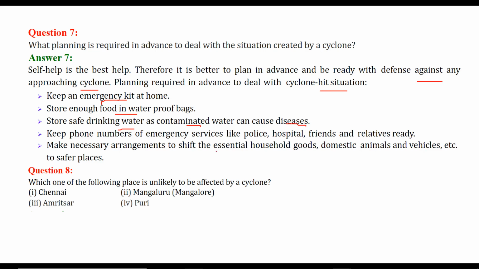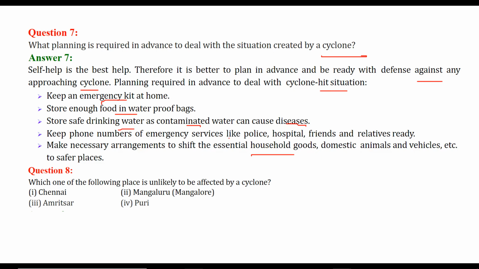Just try to keep the numbers at your disposal, and the phone and mobile batteries charged. Also, because it may prolong, you may face a situation where you are logged into this situation for 2 or 3 days or more than that. So you need to make necessary arrangement to ship the essential household goods, domestic animals, cattle and vehicles to safer places.